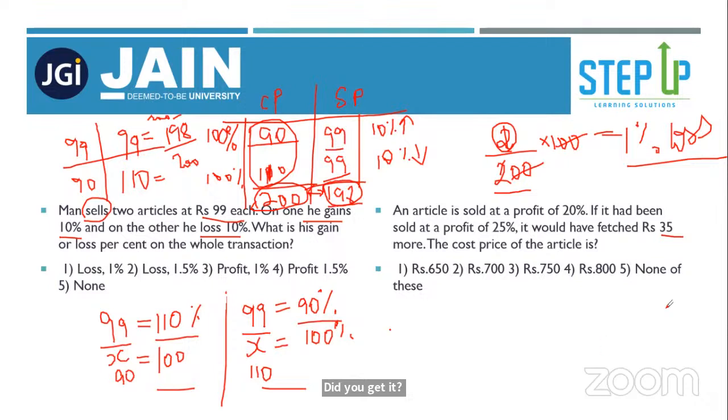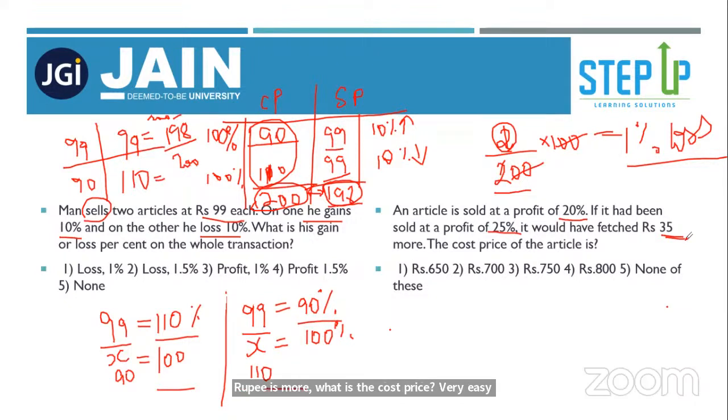Okay. Fine. So try this question. Very easy question. The second one is very easy. An article is sold at a profit of 20%. If it had been sold at a profit of 25%, he would have fetched 35 more. That means he would have got 5% more. He would have got 35 rupees more. What is the cost price? Very easy.